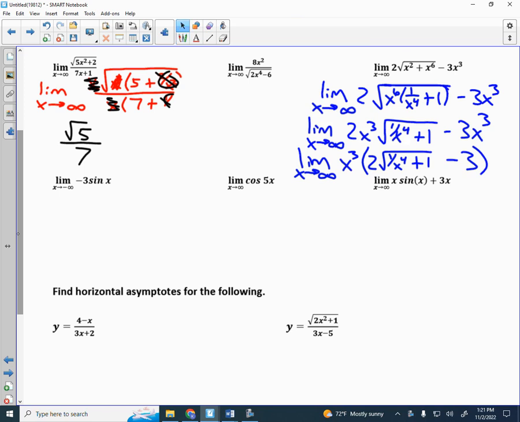Now I feel comfortable dealing with this problem, because what's going to happen to 1 over x to the 4th? It's going to go to 0. And what's the square root of 1? Times 2? 2. 2 minus 3 is? Negative 1. So you end up with a negative x cubed. What's going to happen if you plug in a large number there and cube it? It's going to become large, and then you attach the negative, so our final answer is? Good, negative infinity.